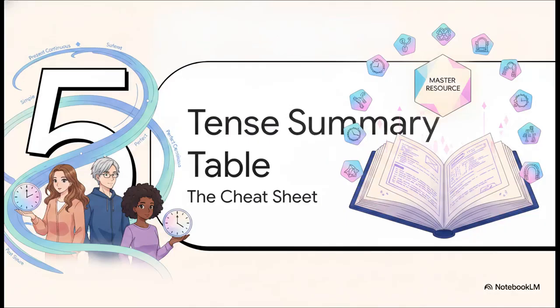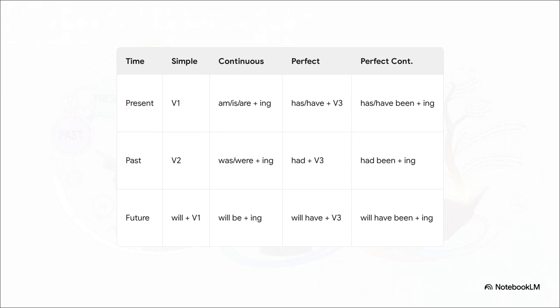Part 5, the tense summary table, which is basically your ultimate cheat sheet. We've gone through all the moving parts, so let's tie the math of language all together into one master resource. Look at how this all connects. Across the top, we have simple, continuous, perfect, and perfect continuous. Down the side, present, past, and future.